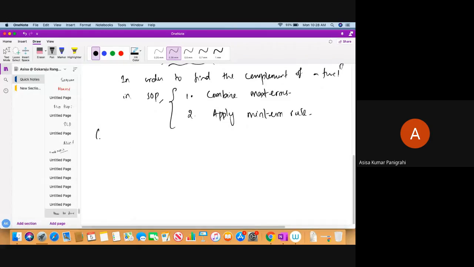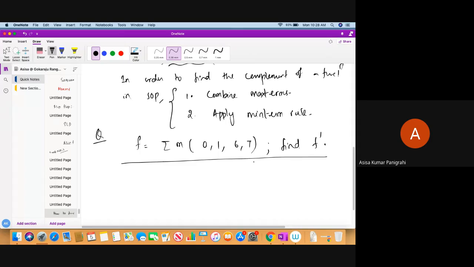Let's say the function is given as summation of m 0, 1, 6, 7. So let's see the question. Okay, so this is the question. You need to find f bar. Do you all understand what the question is? Tell me, in which form is the question given? SOP. So what is rule one?